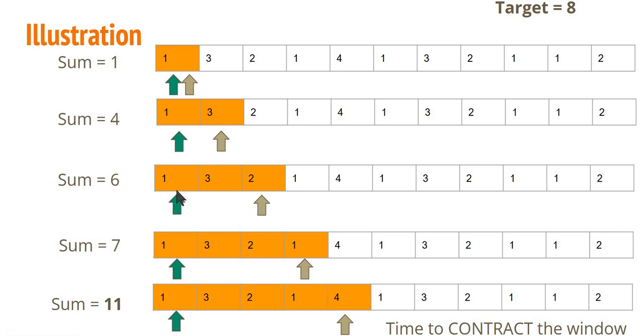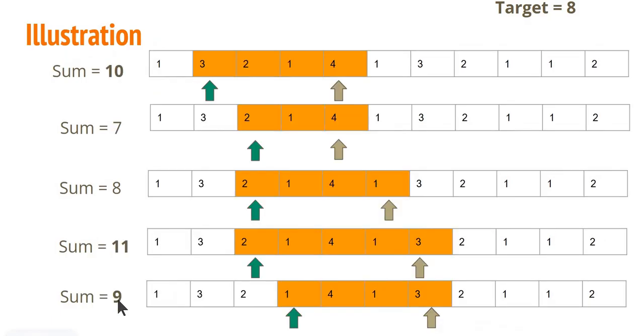I expand the window. I see, okay, the sum is now 1 plus 3 plus 2, 6. Still less than the target. So I further increase. I go to 7. I further increase the window, and it turns out that at this point my sum has become 11. Now notice the sum has become more than the target. Hence, it's time for me to contract the window. And the way we contract the window is, remember, by moving the left pointer. So I do that. It turns out my sum is now 10, which is still more than the target. So I go and further contract. It becomes 7. This is now less than the target.